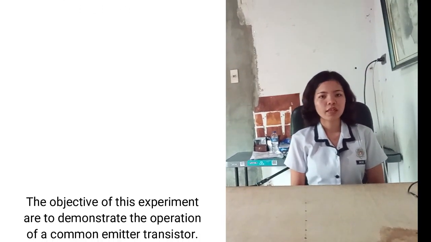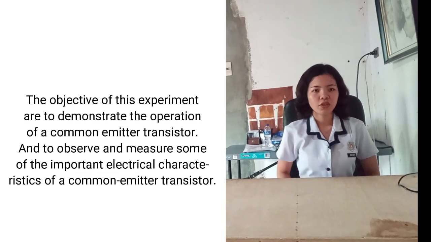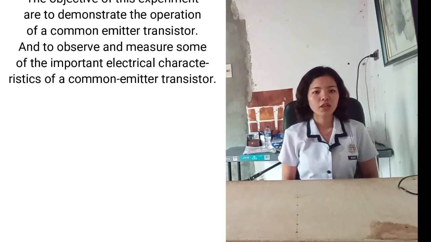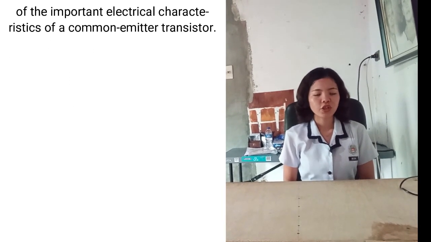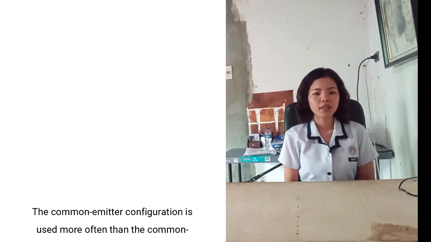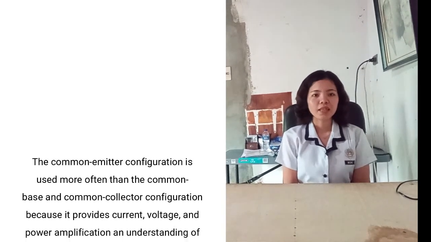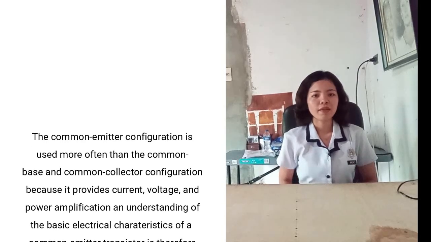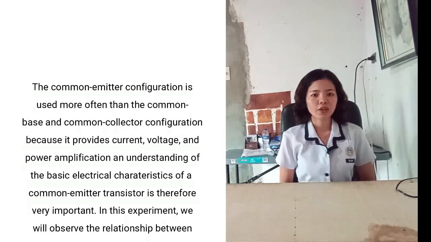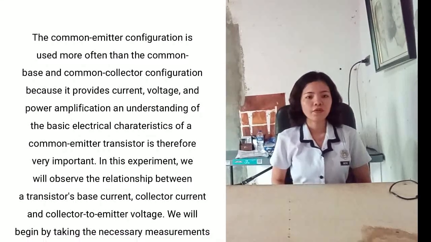The objectives of this experiment are to demonstrate the operation of a common emitter transistor and to observe and measure some of the important electrical characteristics of a common emitter transistor. The common emitter configuration is used more often than the common base and common collector configurations because it provides current, voltage, and power amplification. An understanding of the basic electrical characteristics of a common emitter transistor is therefore very important.